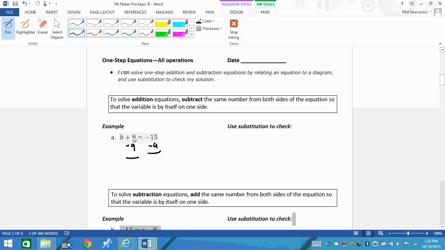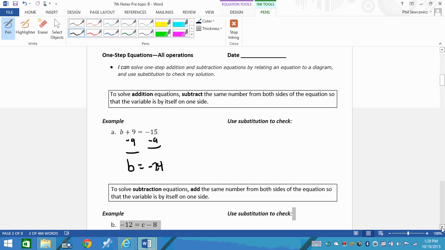So when we do this, 9 minus 9 is 0. All we've got is the letter B all by itself. And that's the goal when you solve an equation: let's get the letter all by itself. So negative 15 minus 9, now we can see we have the same signs, so we're going to add and keep the sign. And it is an answer of negative 24. Let's look at the next style here.